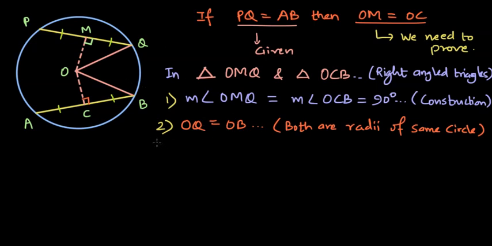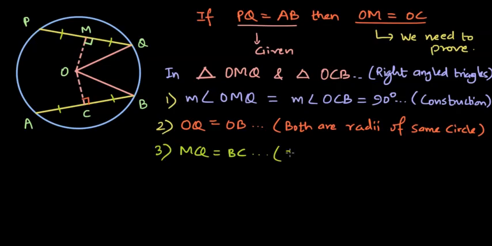Now let's see if we can find something else. We already know that PQ is equal to AB, and therefore the half of both of them should be equal as well. We already know M is the midpoint of PQ and C is the midpoint of AB. And therefore, can I say PM is equal to MQ? And because both of these chords are equal, this is also equal to AC and BC. We only want to highlight MQ is equal to BC, so we will just keep MQ and BC here. Let me just write it well. So MQ is equal to BC.